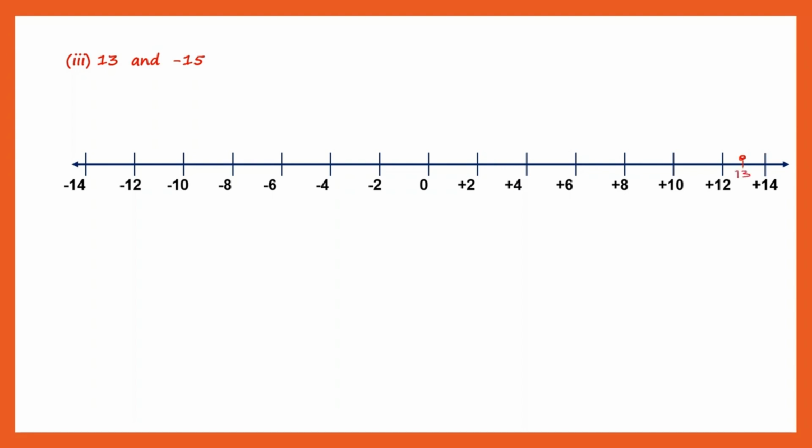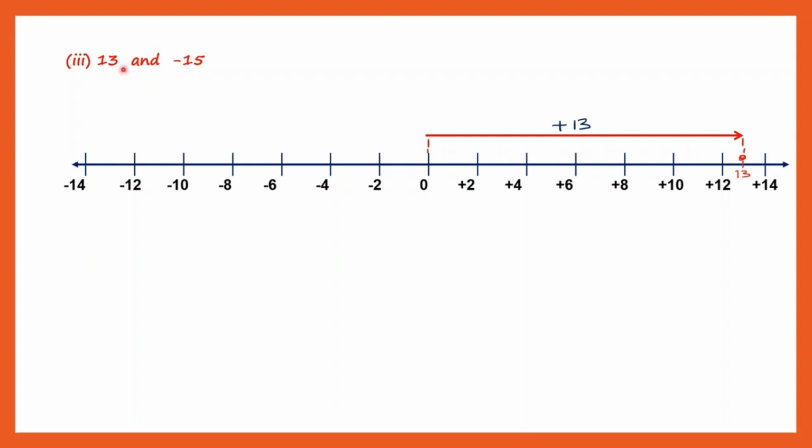So we always start from 0. So let's have a line from 0. So from 0 we have reached 13. How do we do that? We counted 13 steps to the right. It's already there. So 13 steps to the right and we reach 13. Now look at the next integer. It's minus 15. Minus means you need to move to the left. And how many steps? 15 steps to the left.